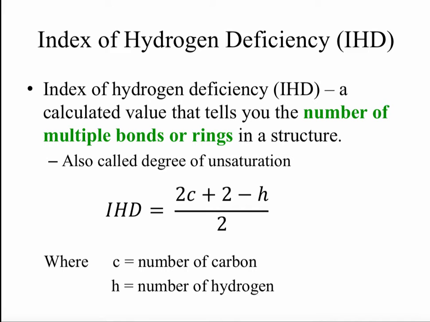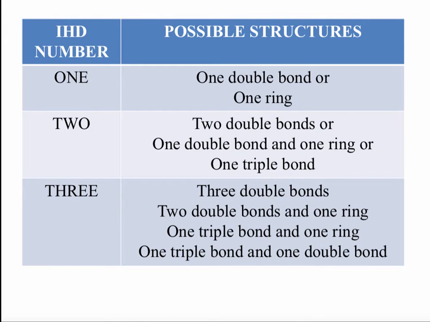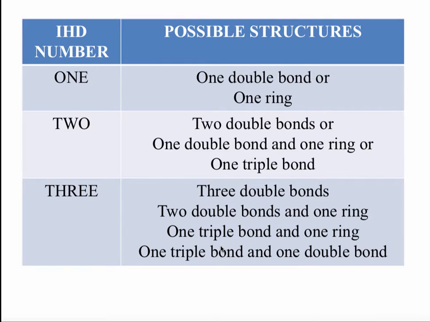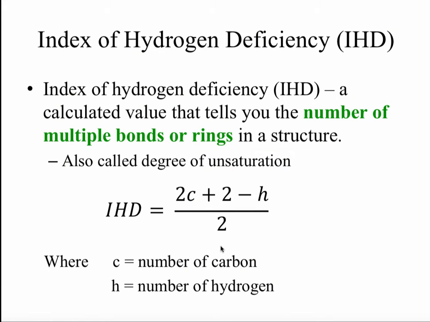So it depends. If you're good at memorizing, you want to memorize another formula, that's fine. If you want to draw the structure, as long as you can draw it that it is a legitimate structure, you can do that as well. All right, so if you're going to use the equation, it is the index of hydrogen deficiency is equal to 2 times the number of carbons in the compound, plus 2 minus the number of hydrogens, and then that number divided by 2.